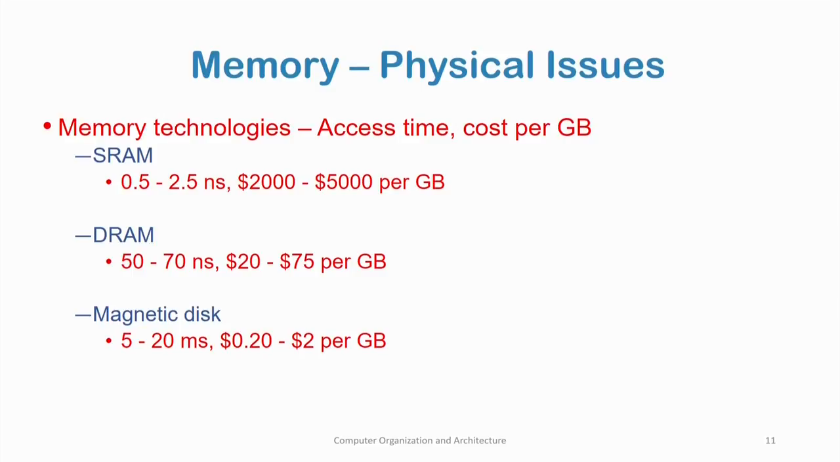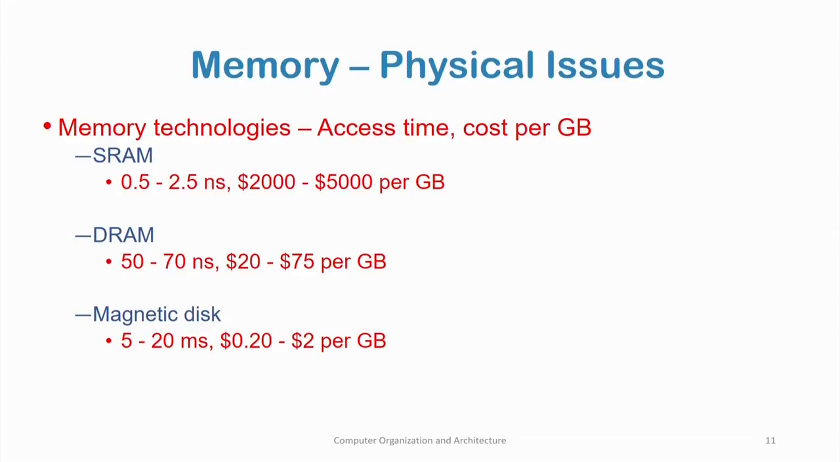For DRAMs, the access time is of the order of 50 to 70 nanoseconds. That means it is about 50 to 100 times slower than the SRAM memory units. However, the cost per GB is also about 80 to 90 times lower. So, the cost per GB for DRAMs is about $20 to $75 per GB.